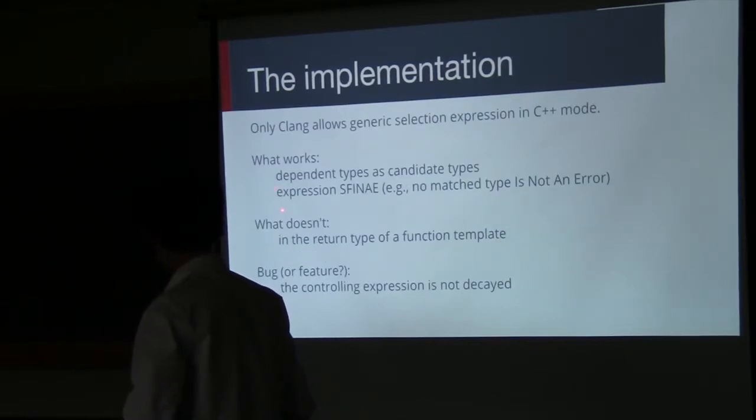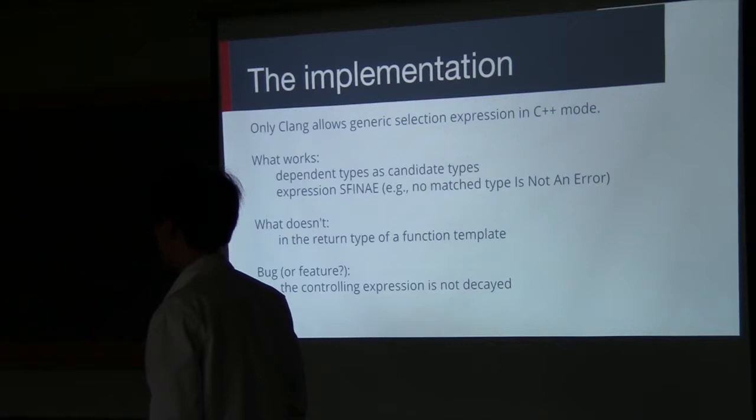Another thing I tried which works is if you want to use a generic selection expression in expressions finding, that works as well. But I haven't tried all the cases. I looked at the Clang source code, I believe all kinds of error can be treated as finding. The one I specifically tried is if the whole expression has no matched generic selection, it's not an error. Other things include, like you have repeated types, that probably works as well.